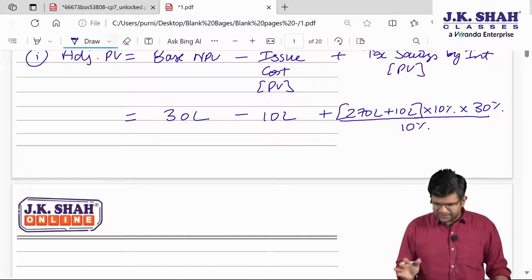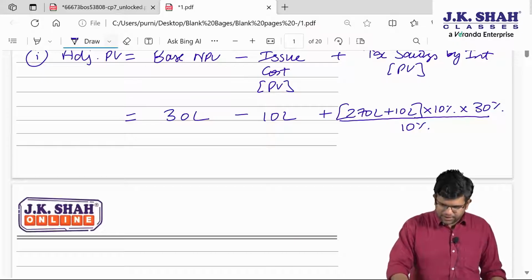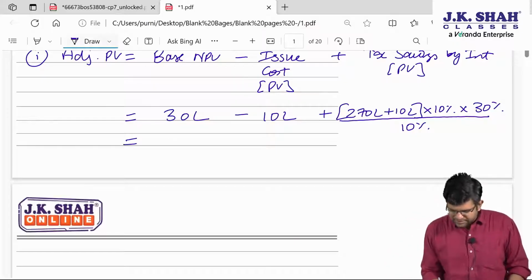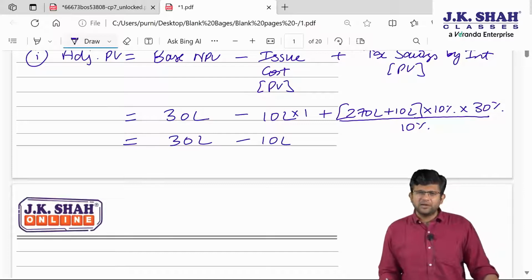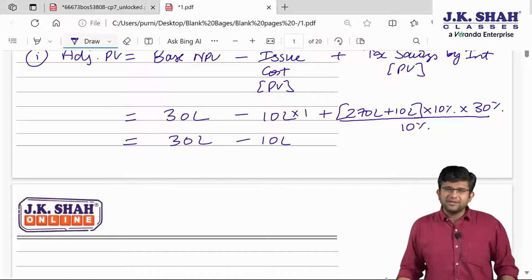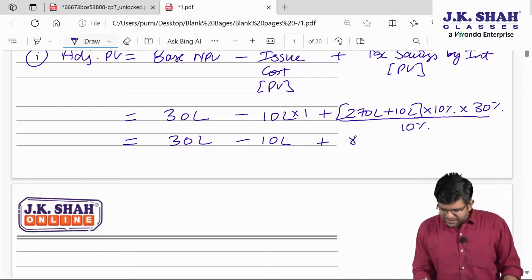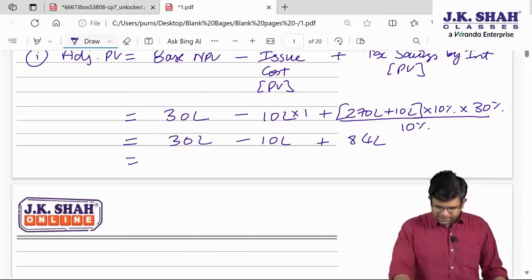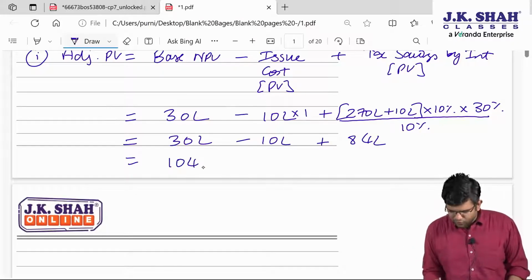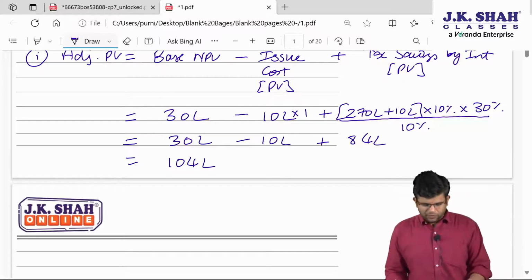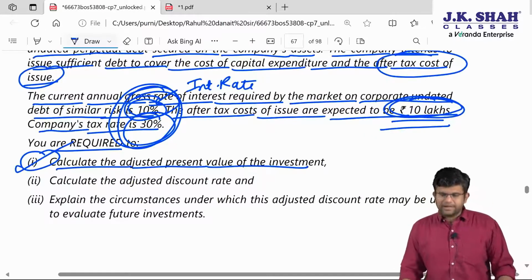I guess the 10% will get cancelled off, and into 30% if we do, that is 84 lakh. So this is 30 lakh minus 10 lakh. And I hope you realize this is 10 lakh into 1. Why 10 lakh into 1? Because initial cost, issue cost, correct, discounting factor here 0 will be 1, and this is plus 84 lakh. So if we solve this, you will get 30 minus 10 plus 84, and that comes to 104 lakh. Okay, so 104 lakh therefore becomes the adjusted present value of this particular company or this particular project, I might say.